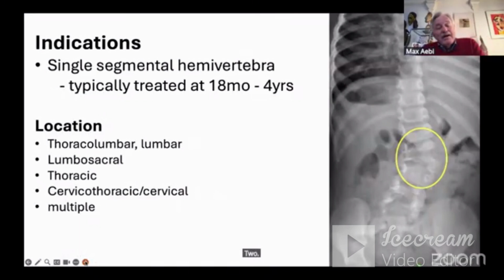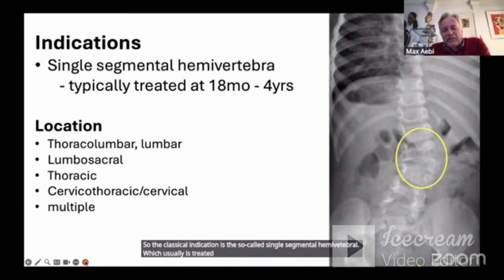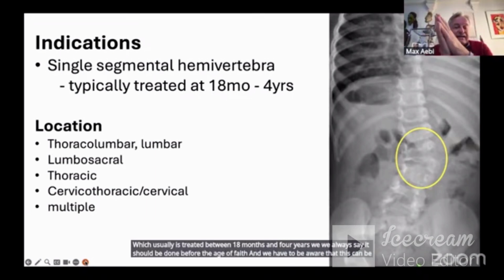So the indications depend, of course, on what the classification is, as we have seen. The classical indication is the so-called single segmental hemivertebra, which usually is treated between 18 months and 4 years. We always say it should be done before the age of 5. We have to be aware that this can be anywhere in the spine. It can be at several places at the same time, multiple, it can be combined.